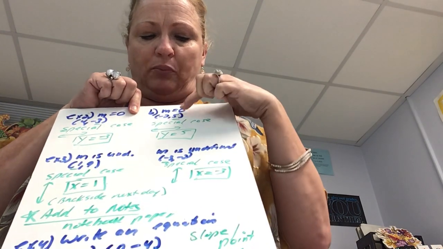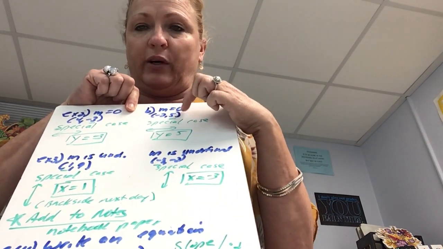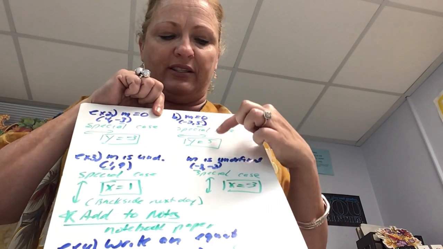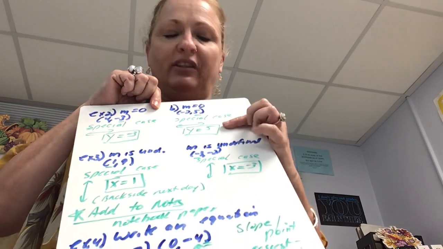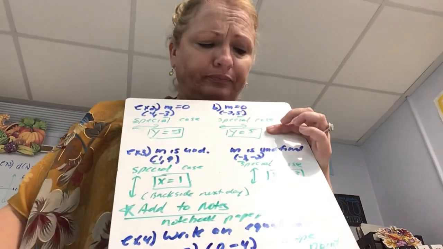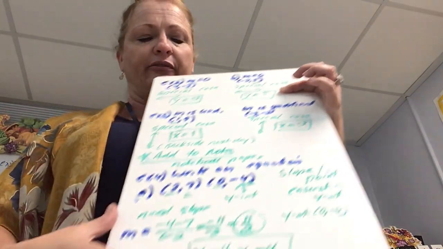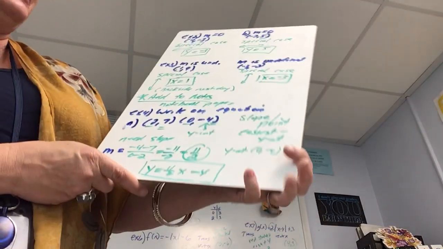Well, let's take a look at the point that it goes through. What's the y-coordinate that it goes through? It goes through -2, 5. 5 is the y-coordinate. So the equation of the line is y equals 5. Now, every point on that line would have a y-coordinate of 5. All right, let's go to the next example.